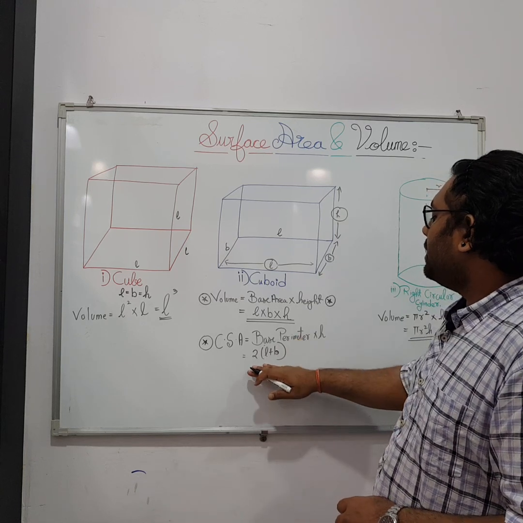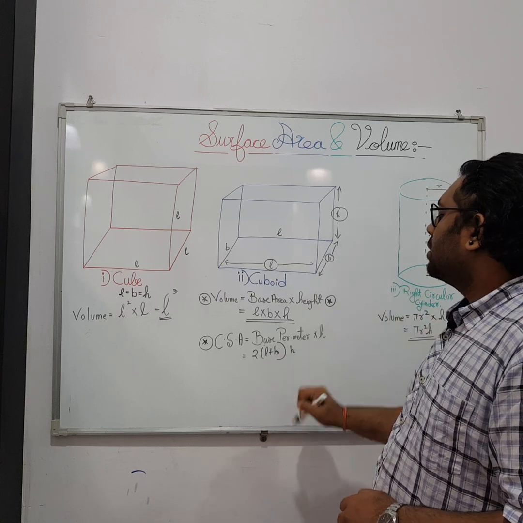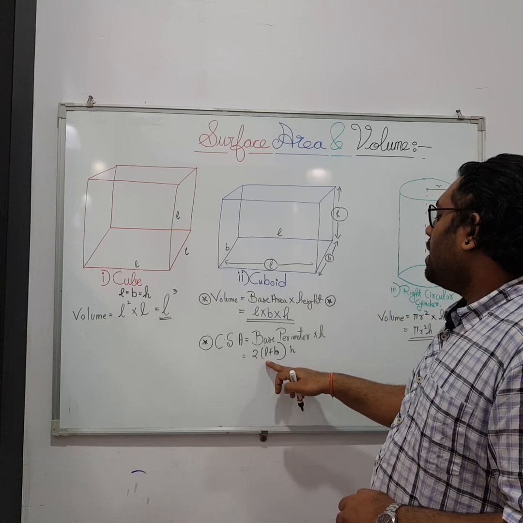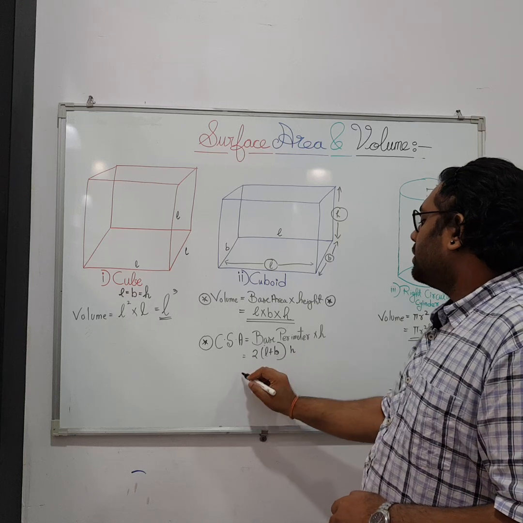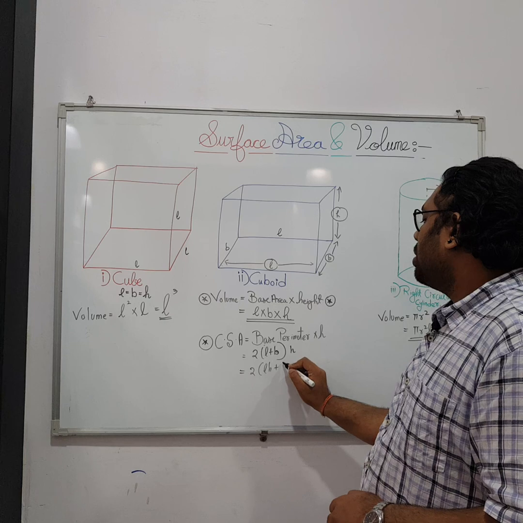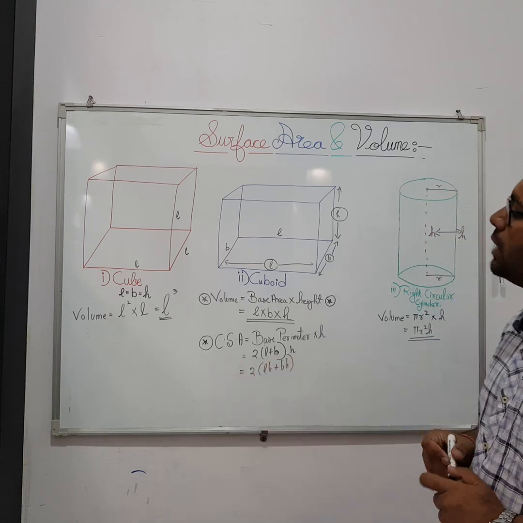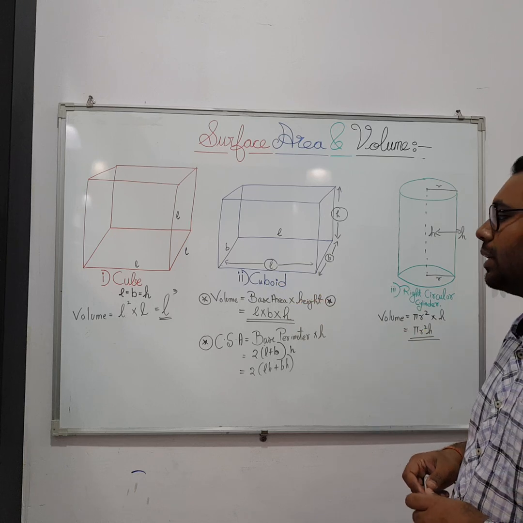So this is the base perimeter over here. Now into height is nothing but h, so that's 2(L plus B) into h. So over here you can write it as twice of LH plus BH. That will be your curved surface area of a cuboid in this scenario.